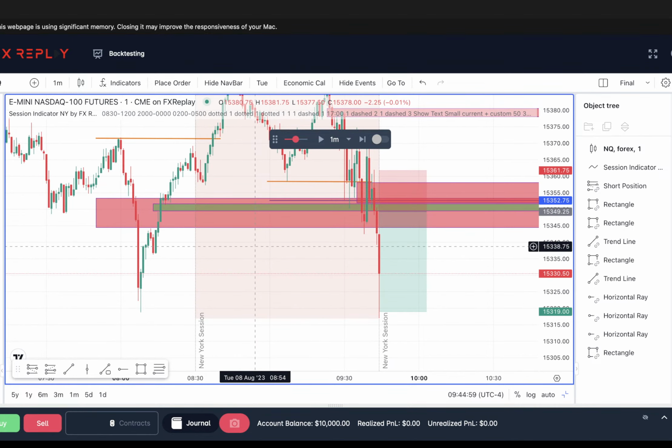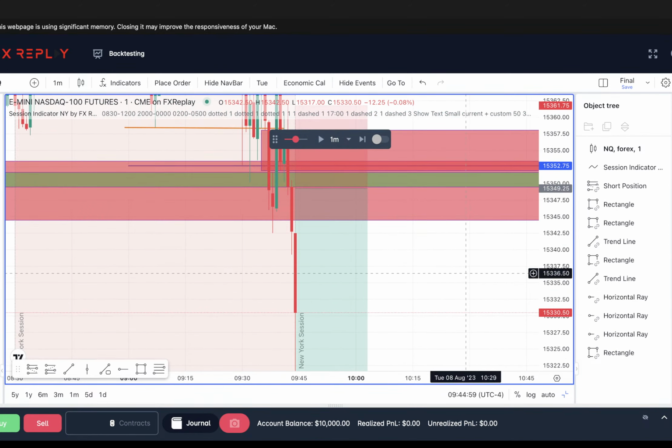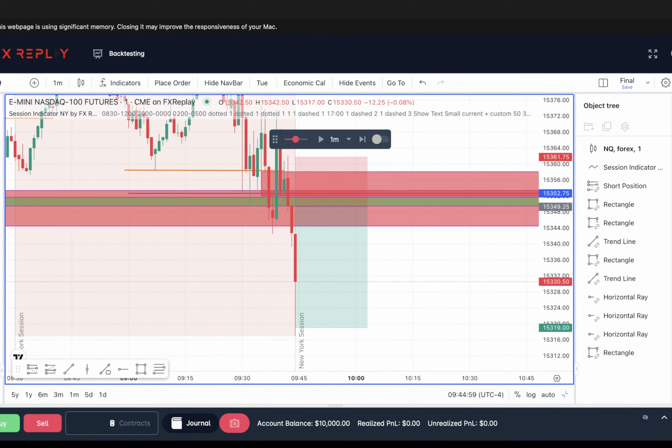Do you use kill zones? I do use kill zones. Those are my session liquidities. Bro, I wasn't paying attention to him at first. I just kept seeing it over and over and over. Exactly. You don't even pay attention to what he says. You just start seeing it in the chart and you're like, oh. But yeah, I use kill zones. I use the ICT sessions indicator.